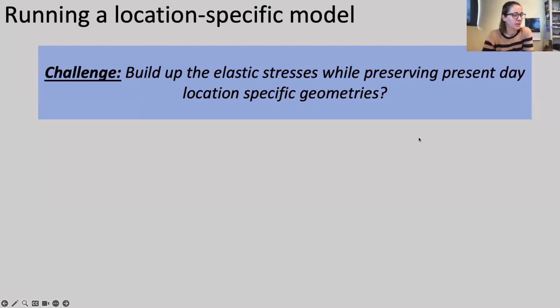One of the challenges with this is that, as I said earlier, our models evolve with time according to density differences and run forward. But the point of building a location-specific model was so that we could compare with a specific location. If we build that model and then run it forward and let it evolve, we're going to change the geometry we just set up. So the challenge was, how do we build up elastic stresses and approximate the strain rates while preserving that location-specific geometry we just set up?